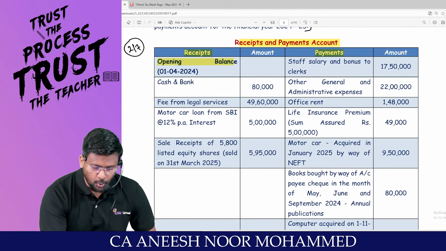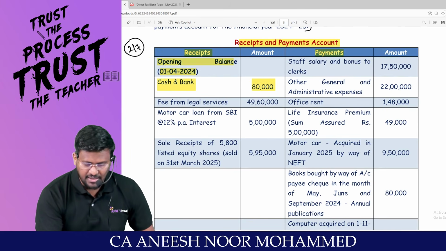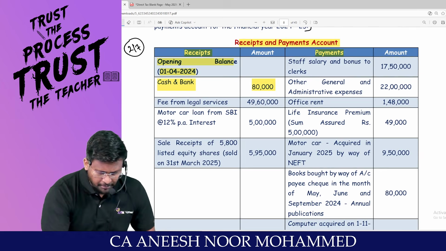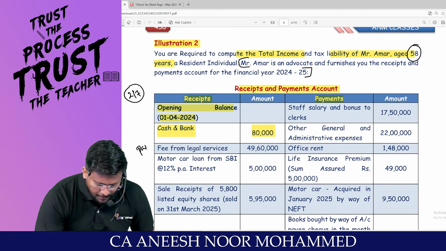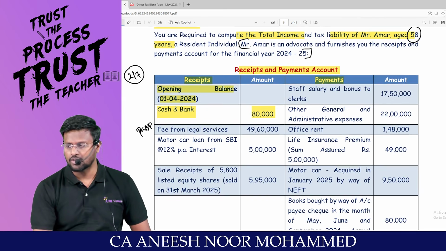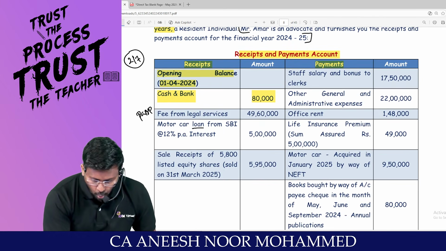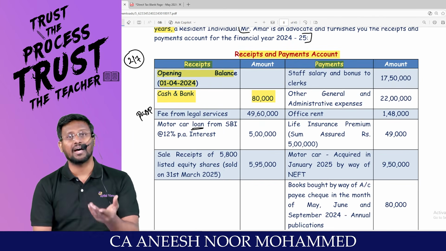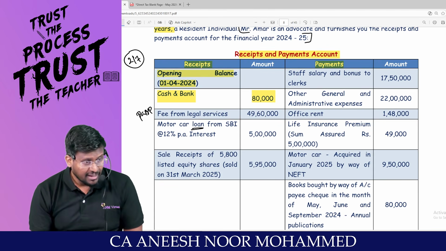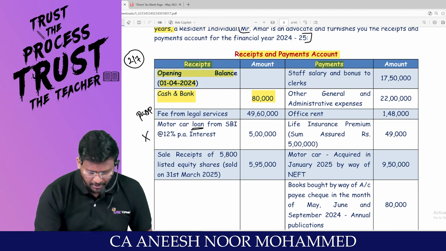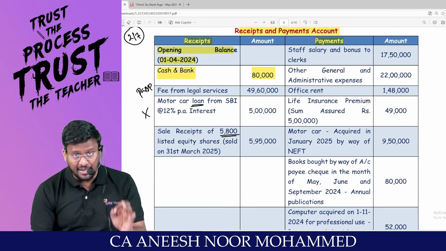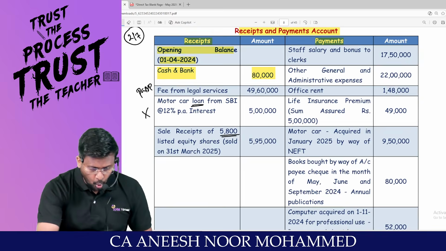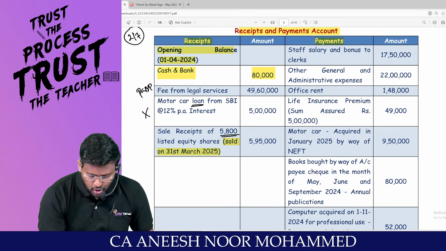Opening bank balance, put it in the dustbin because that's not an income, it's an asset. Fees from legal service, already said that this guy is an advocate, so this will be taxable under profits and gains of business or profession. Motor car loan. Sir, loan is not a revenue receipt. It's a capital receipt, so it will not be taxable at all. Sale proceeds of 5,800 listed equity shares sold on 31st March 2025.